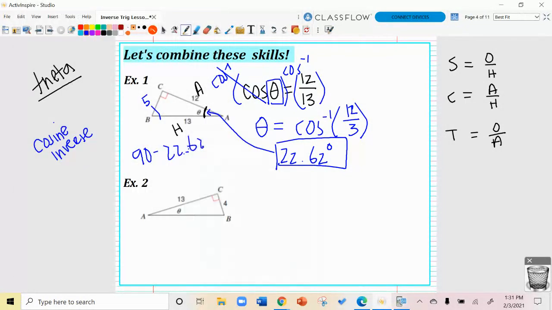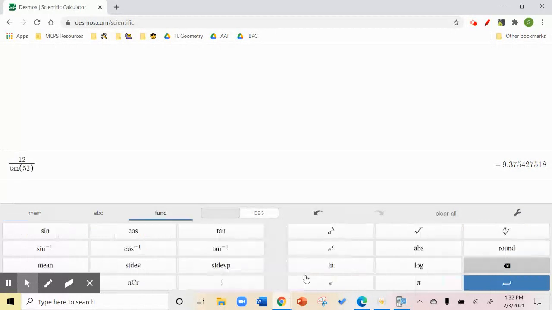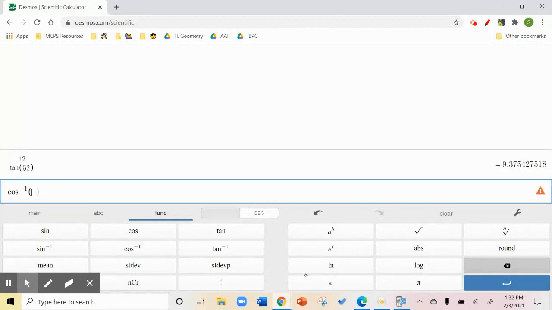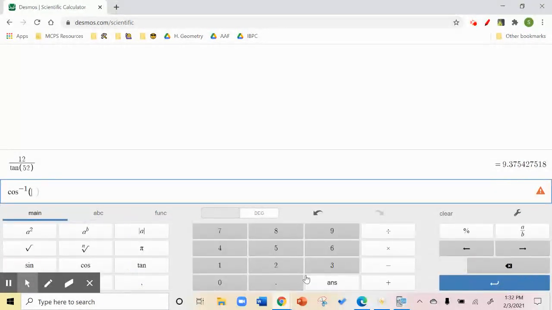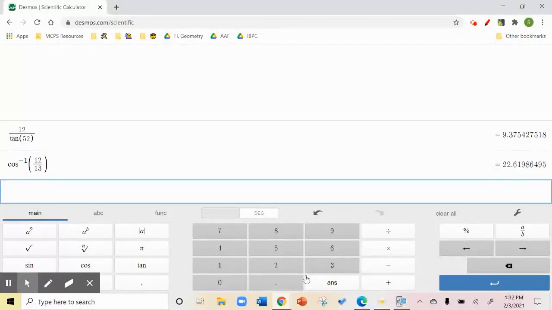Pretty cool. If I'm on the Desmos calculator, let's see where it is on this. I can't even see. Function. There it is. If I push function, I could do cosine inverse and then go back to the main page and type in, what was it, 12 over 13? And you'll see it there. If I'm accidentally on the wrong mode, I'm going to get this number that doesn't make sense, right? Like that's a silly angle. Think about it.